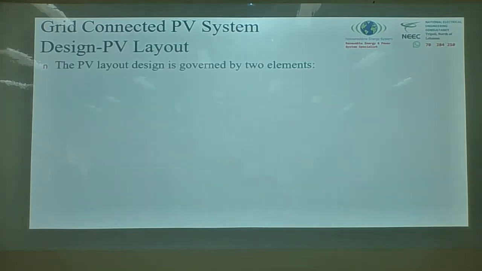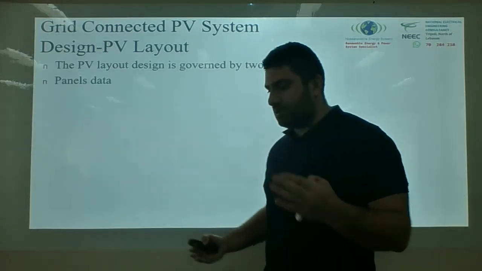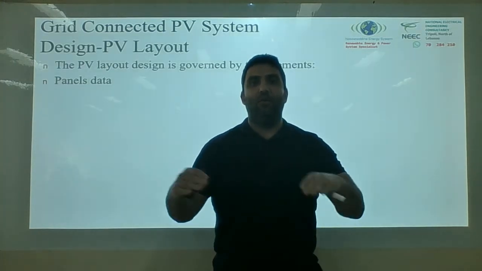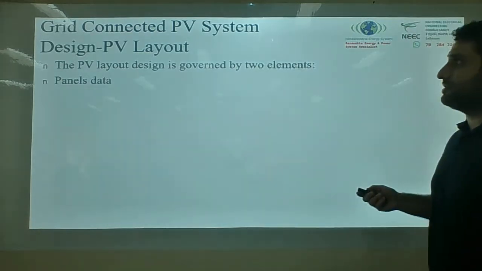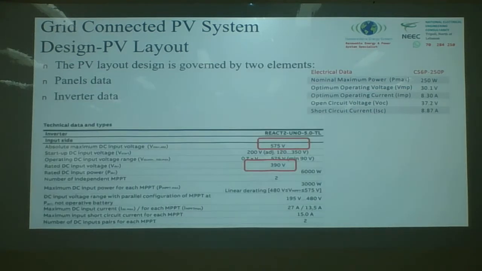Now, PV layout. When I have the layout, is it going to be all in parallel, all in series, the panels? I need to determine the layout of my panel installation design. It's governed by the panel data, as we spoke: maximum power, voltage for maximum power, current for maximum power, open circuit and short circuit, and also by the inverter data.